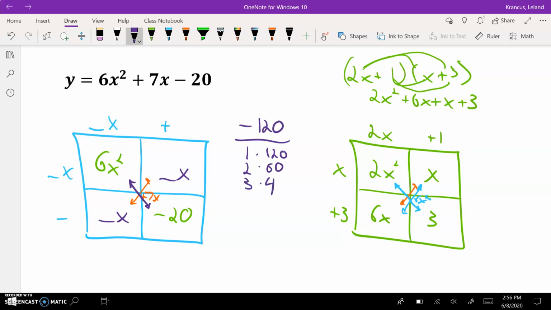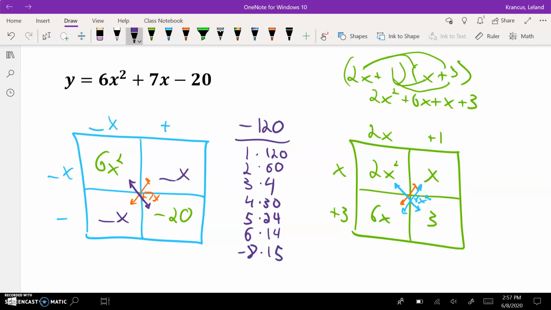2 times 60, 3 times 40, 4 times 30, 5 times 24. So notice we're getting closer. 5 and 24 are getting closer to each other. But even if 5 was negative 5 plus 24, we're still not at 7. So we keep on going. 6 times 20, getting close. So if that 6 was negative, negative 6 plus 20, ooh, that was getting really close. That would be 14. So the next one, 8 times 15, that's got to be it.